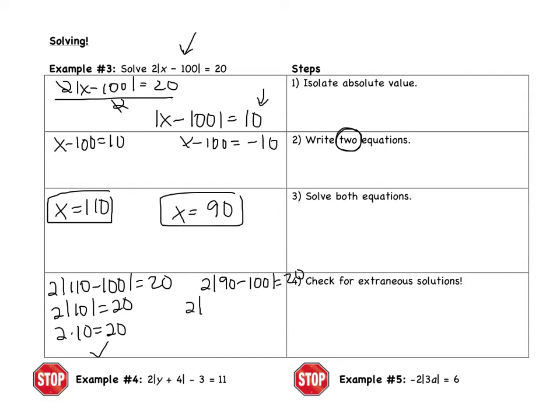Okay, 90 subtract 100 is negative 10. Negative 10 is 10 units from 0. So I have 2 multiplied by 10 equals 20. Yes, that also checks out. I will tell you, it will not always check out. Sometimes you're going to have what's called an extraneous solution, so you solved correctly, but it doesn't actually work in the equation.